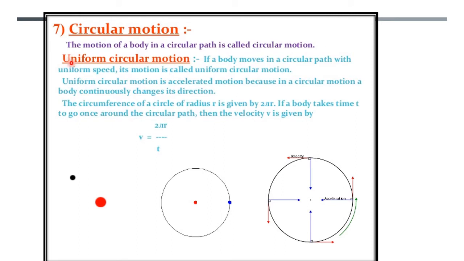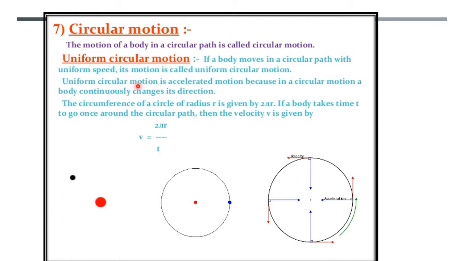Now next, the term that arises over here is uniform circular motion. What is that? If a body moves in a circular path with uniform speed, then it is called a uniform circular motion. For example, a boy is running on this circular path, and he started from this point and ended at this point. He started running at 10 km per hour and maintained the same speed throughout his journey. So it would be called uniform circular motion.